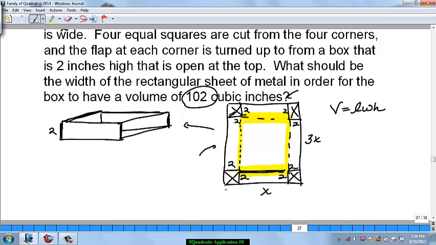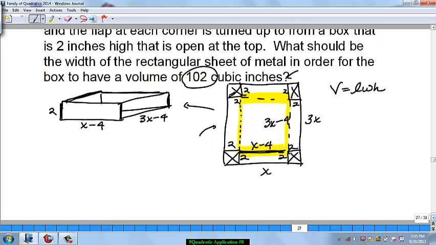Well, how much shorter? If this whole side's x and this is gone and this is gone, this is really x minus 4. If you look at this side, this whole side is 3x, but if I take away this and this, it's really 3x minus 4. So this is the new base of my box. This is really x minus 4 here, and this is 3x minus 4, and it's 2 inches high.